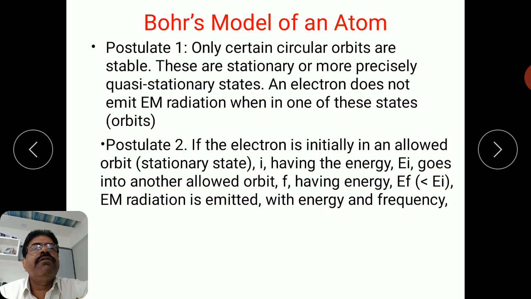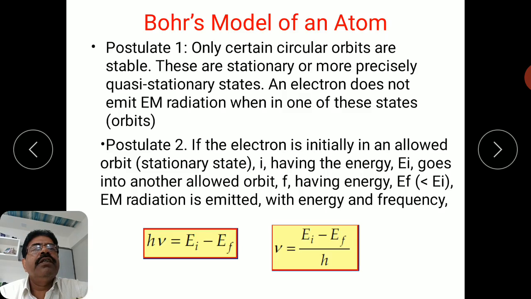When there is this kind of transition, the electron will emit electromagnetic radiation, and this radiation will have energy E = h nu = E_I minus E_F. That means the energy difference between the two states. And the frequency of the electromagnetic radiation given out in this transition is nu = (E_I minus E_F) upon h. So this is the second postulate.